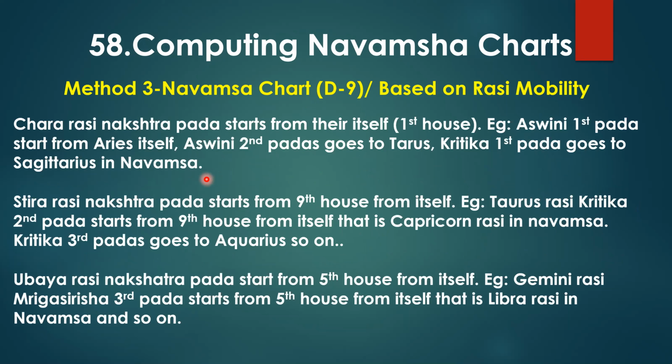I will explain. There are three methods to compute the D9. There is a second method I already printed, but it was a little bit complicated, from the book. I'm giving this one.